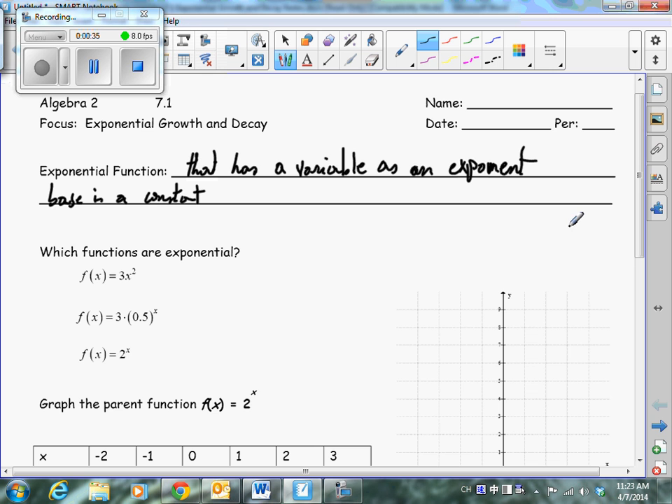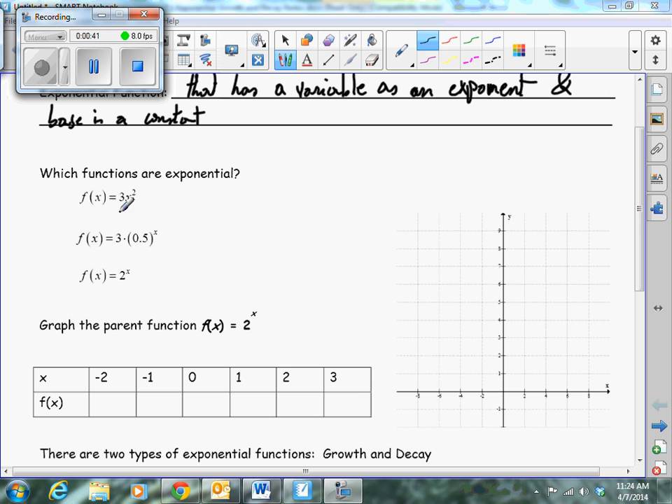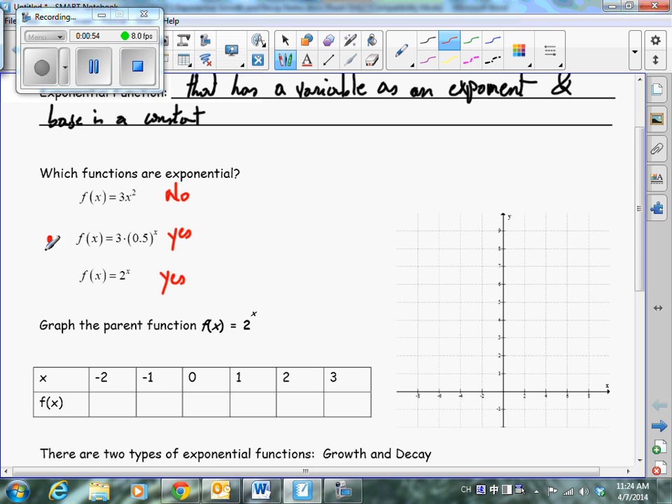Are you saying x in the exponent, not the base? Exponent, not base. Oh, all right. Is the first one an exponential function? We say no. What about the second one? Yes. What about the third one? Yes. Now, what's the difference between the second and the third?